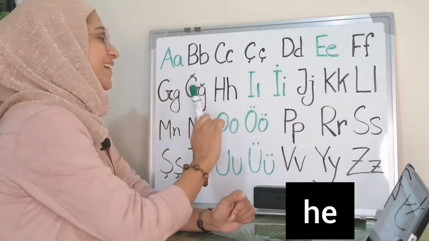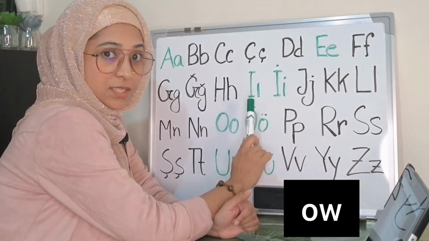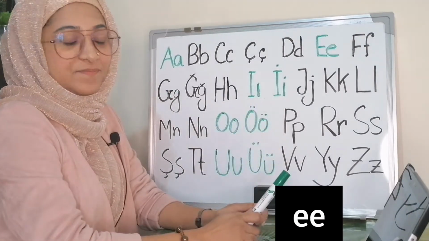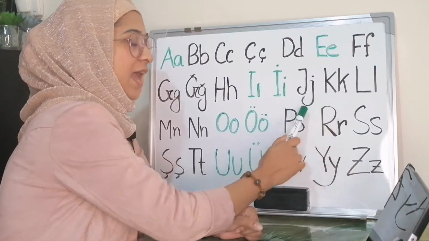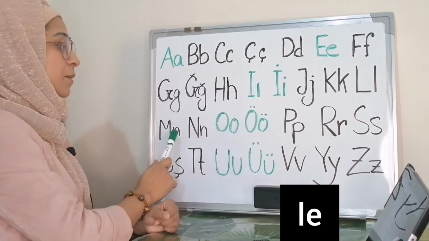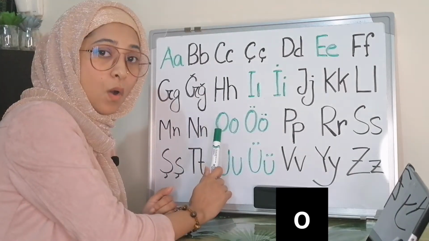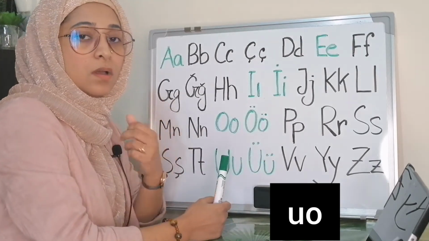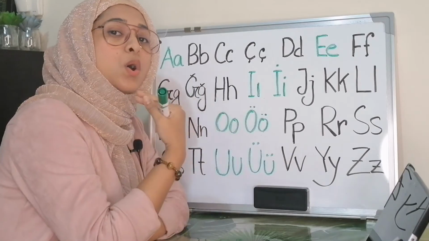H. Hey. This is O. Not E, not I. This one is E. J, K, L, M. This is O. Simple O. And this one, O. This one is O.